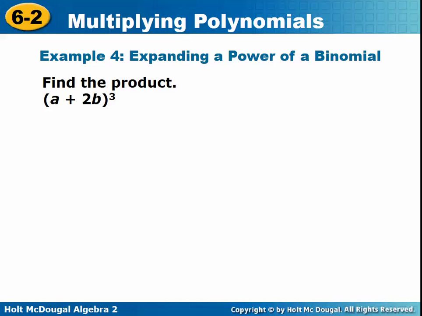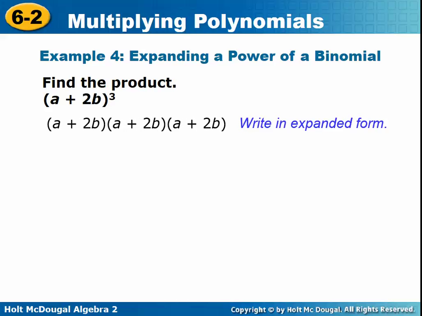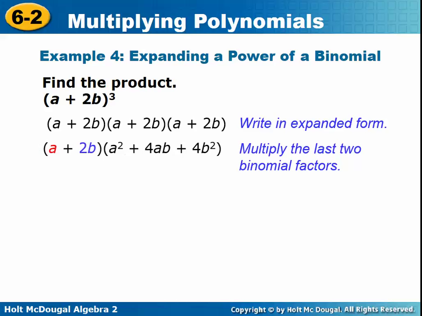All right, now if you are going to expand the power of a binomial, one way to do this is to write out what this means. A plus 2b cubed means a plus 2b times a plus 2b times a plus 2b. And then you have to multiply 2 of them. You remember how to multiply? You FOIL. So I'm going to multiply the first 2.